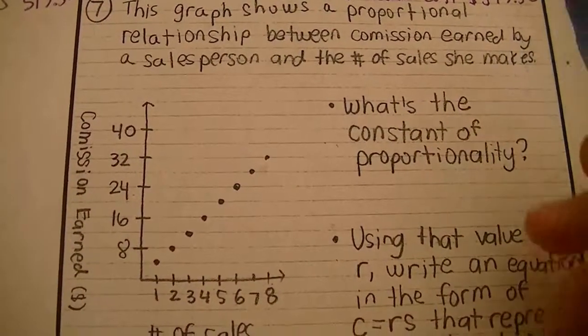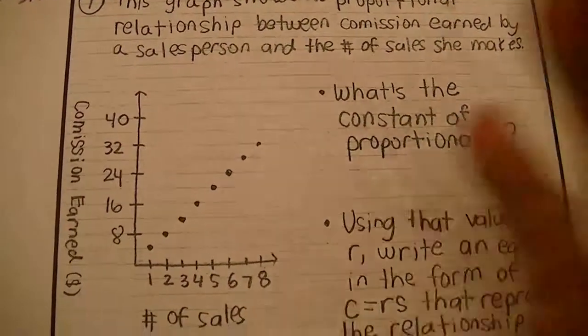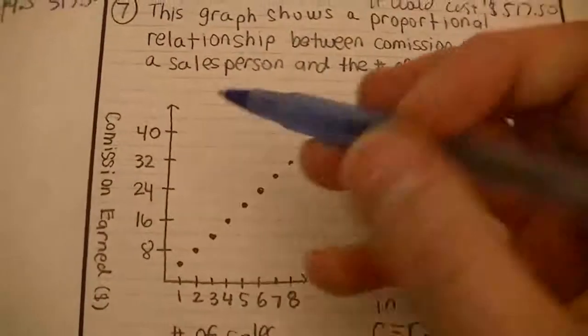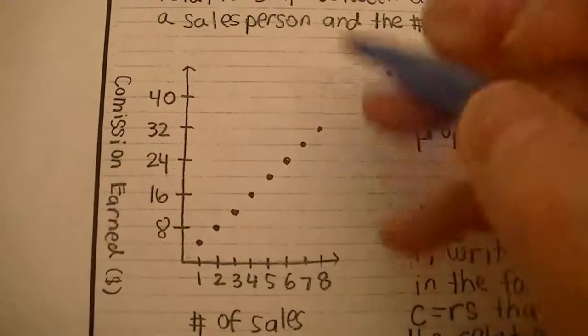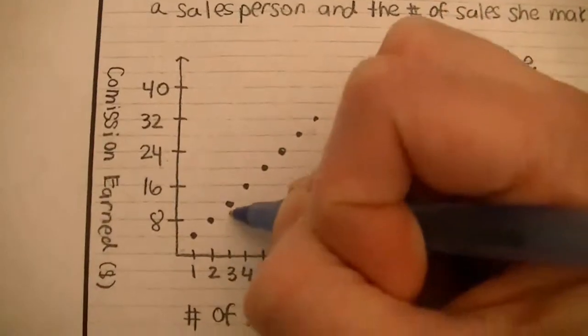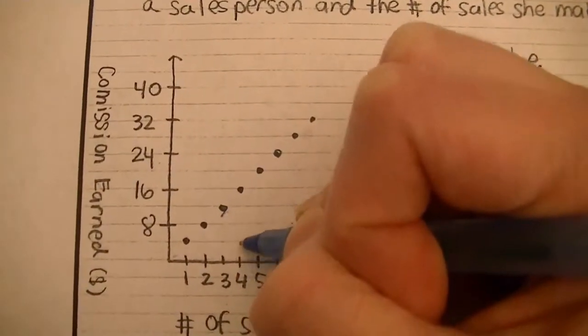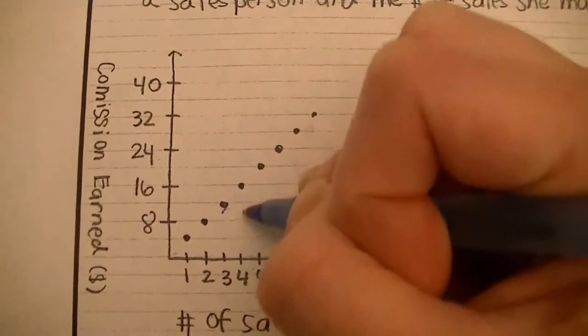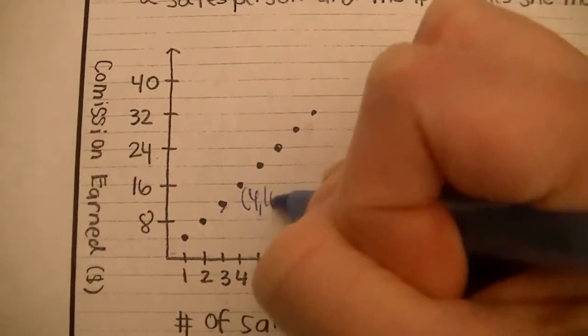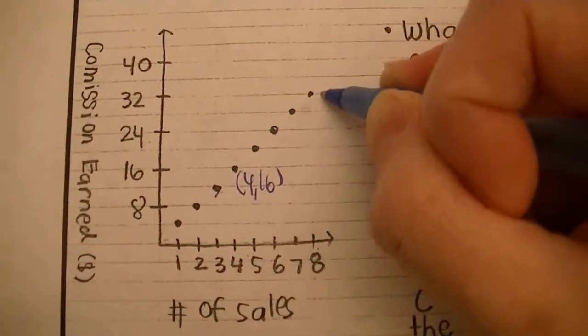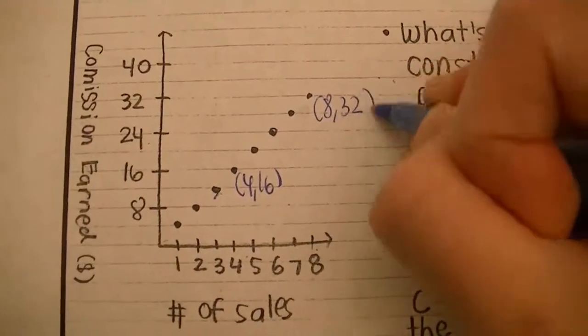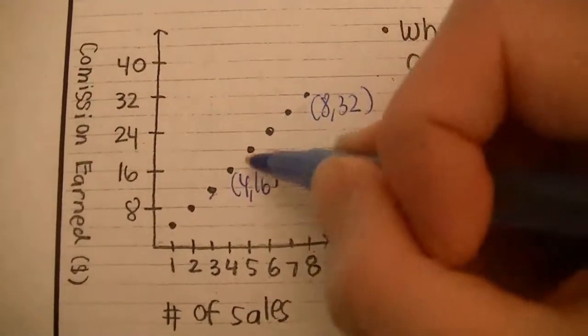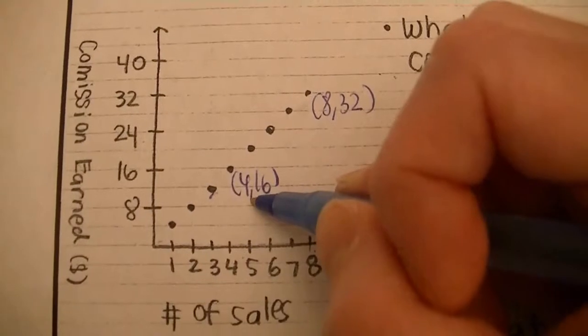Okay, so what's the constant of proportionality? That's just a fancy word for unit rate. So let's go ahead and find the unit rate. And you can use any values in this table right here. So I'm just going to list a couple that I know for sure. So this is (4, 16). This one is (8, 32). And I don't care, you could pick either one of those or any one of those on here. I'm just going to go with this one right here.